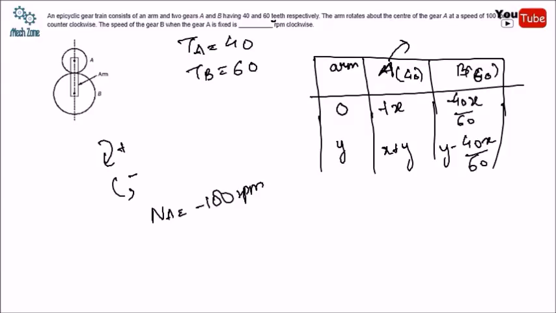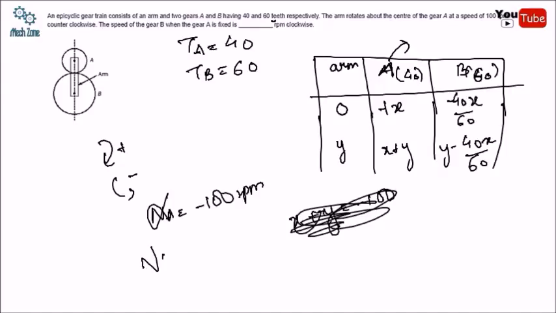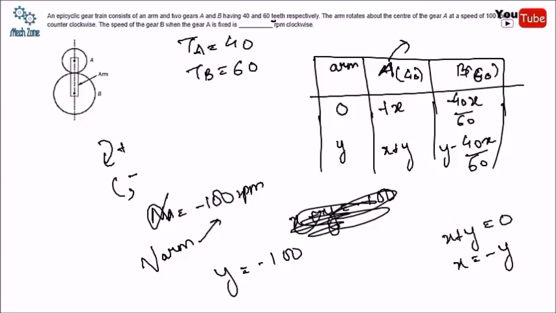Now if we look, we have been told that x plus y, that is N of A, is minus 100 rpm, so x plus y would be minus 100. Okay, but what has been said is that the arm rotates about the center of gear A. Sorry, x plus y will not be that, because the arm is rotating, so it will not be N of A, it will be N of the arm. Whereas A is fixed: when the speed of gear B is needed when gear A is fixed, that means x plus y becomes 0. If x plus y is 0, then x is equal to minus y. Whereas for the arm, y is equal to minus 100. So if y is minus 100, x simply becomes 100.